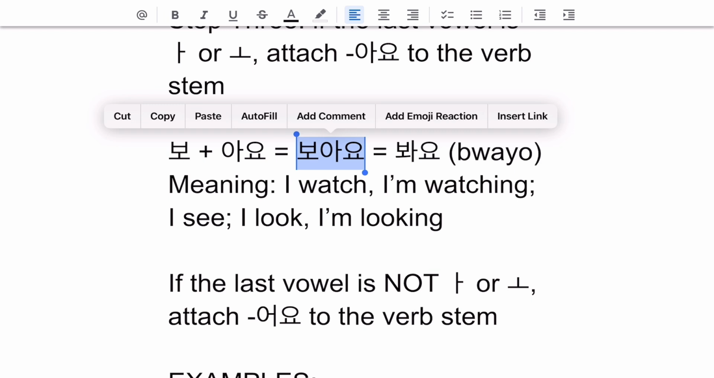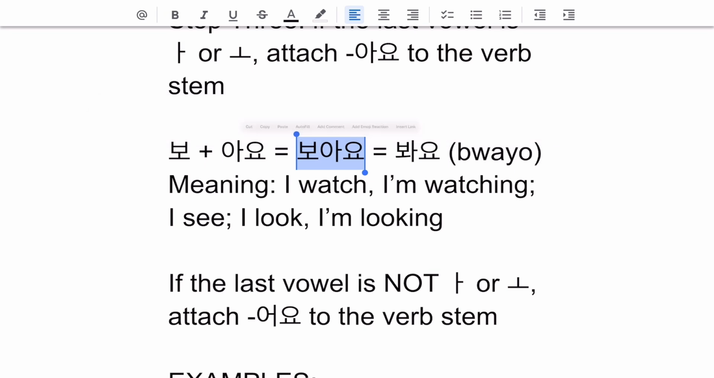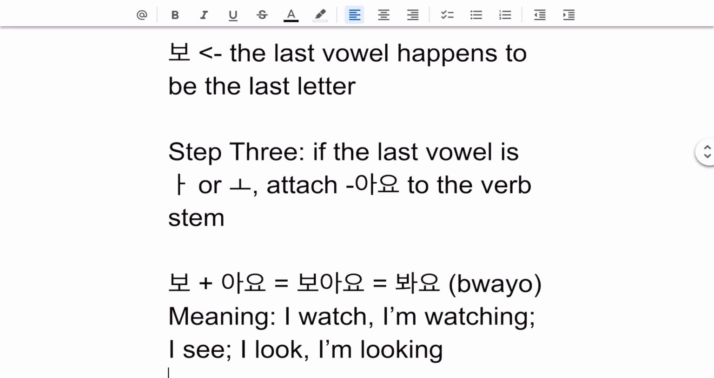It needs to be contracted down or condensed down a little bit. And if you say those two letters back to back fast, you can kind of hear why. Korean people speak fast, so keep that in mind. 보아, 보아요. I watch. I'm watching. I see. I'm looking, all of those. So that's our first rule. If the last vowel is a or o, we attach ayo.